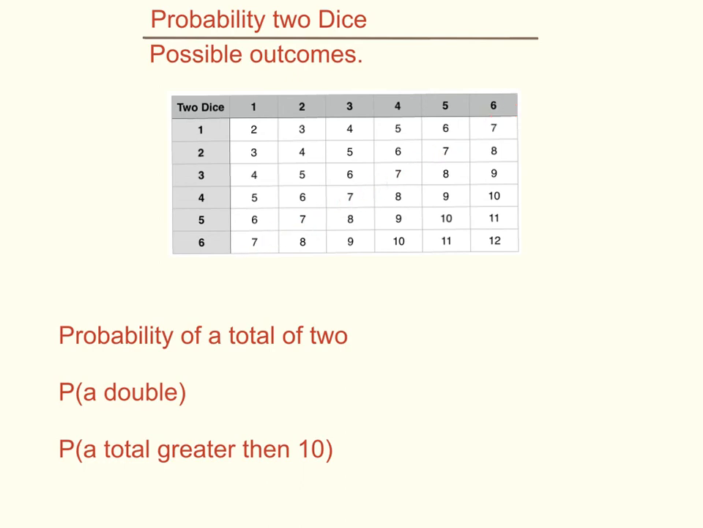Let's work out some probabilities. The probability of getting a total of 2 is 1 out of 36. There is only one total of 2. The probability of getting a double is where you get 2 numbers the same. That's these ones in this diagonal along here. So you can see there's 6 of those, because you can have 2 1s, 2 2s, 2 3s, etc. So the answer to that is 6 over 36, or 1/6.